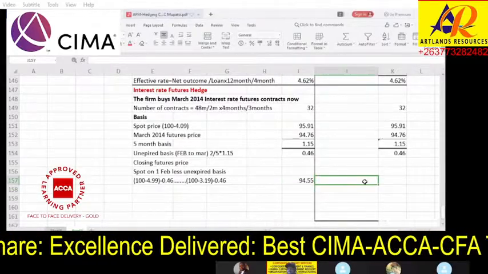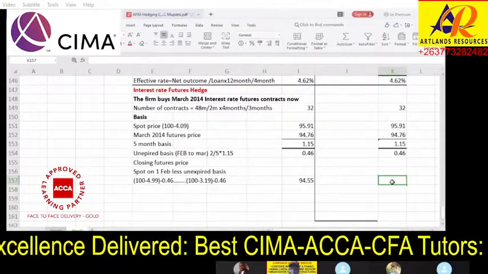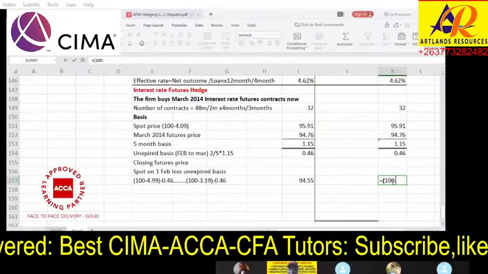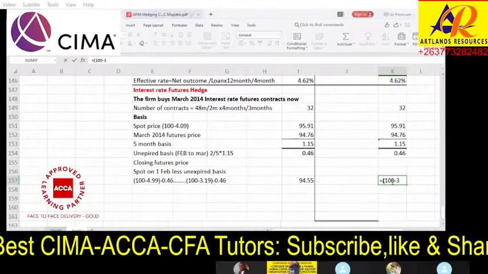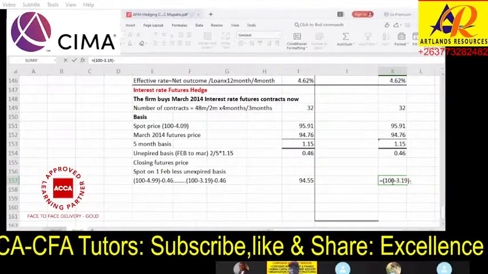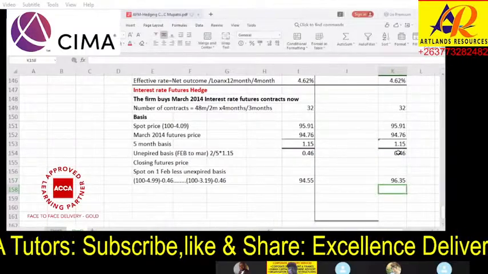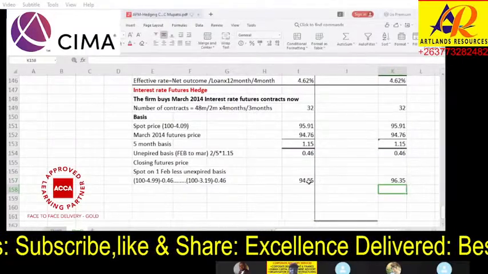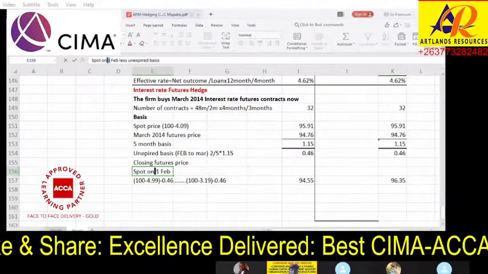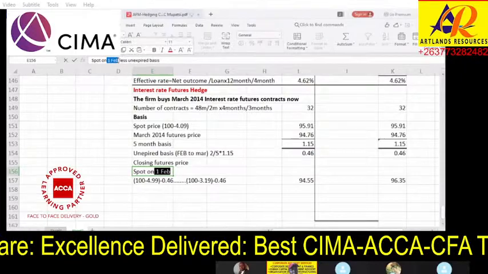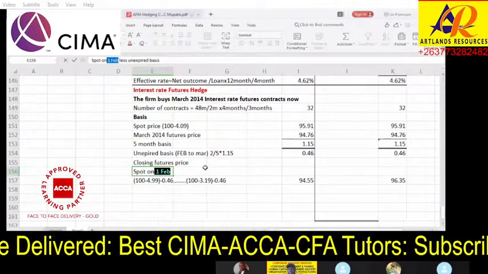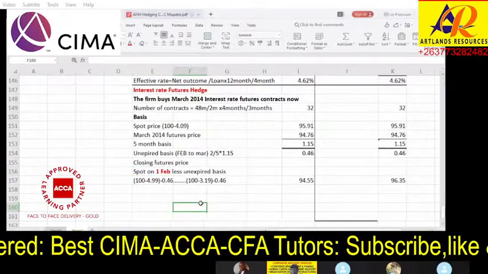Here, what is the closing futures price? You are saying equals open bracket 100 minus spot on 1 February, which is 3.19 close bracket minus an expired basis, which is this. So you get 96.35. Key thing is, when you are calculating closing futures price, when you are saying spot this time, you are saying interbank rate at the date of transaction. Interbank rate at the date of transaction.